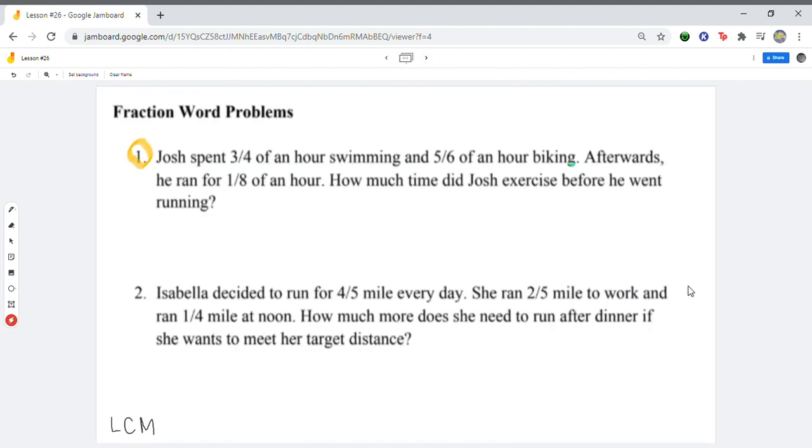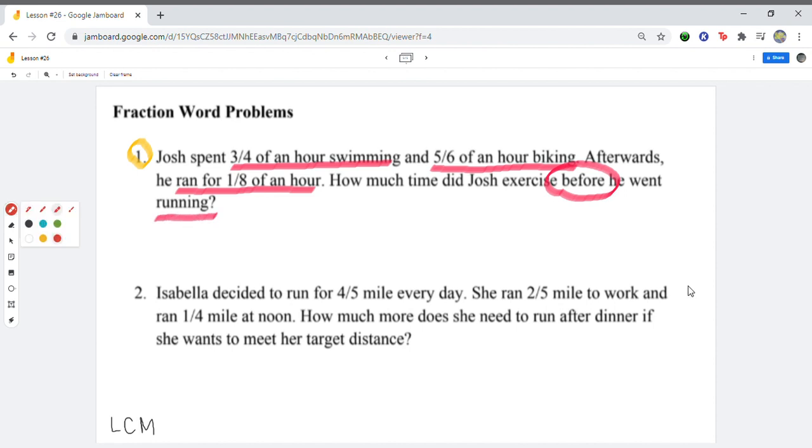Now the last section we're going to go over is fraction word problems. As I read this problem, I'm just going to highlight the important information that I think will prove useful to solving this problem. It says Josh spent 3/4 of an hour swimming. I think this will be important because it involves fractions over here. And 5/6 of an hour biking. Afterwards, he ran for 1/8 of an hour. How much time did Josh exercise before he went running?